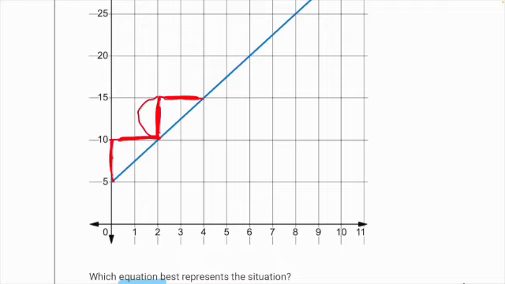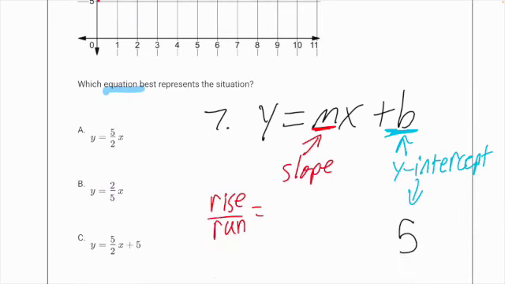Oh, no, 5. You guys notice I'm going up 5. If you're not sure, take a look at my y values. Notice they're counting by 5s. I just go from 10 to 15, which means I'm going 5. So I'm going 5 up in this case.